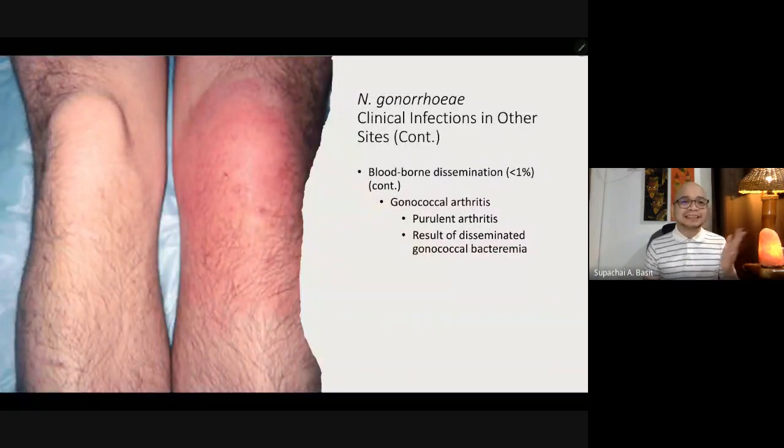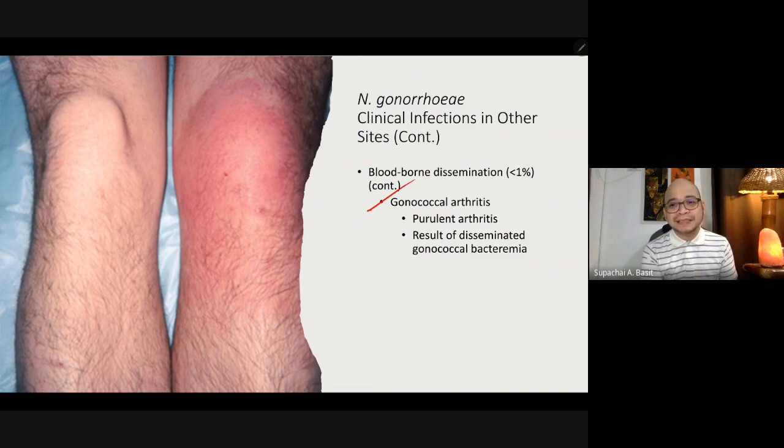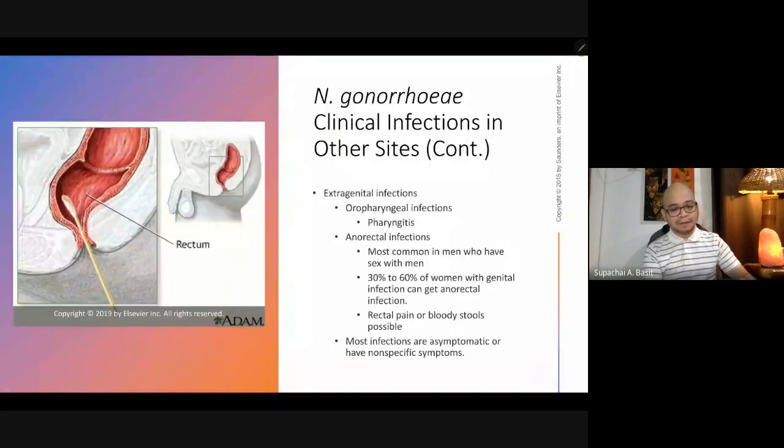Okay, so here's another example of the result of blood-borne dissemination. So if there's already a septicemia or bacteremia, there's also a chance that some of the organisms will go to our joints, causing us to have gonococcal arthritis. So it is a purulent arthritis as a result of disseminated gonococcal bacteremia.